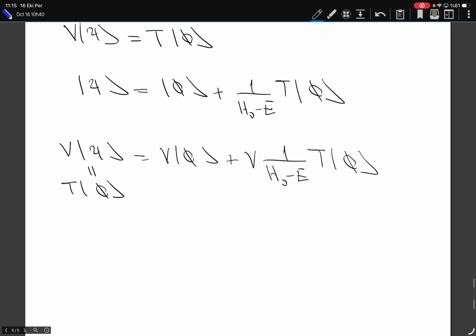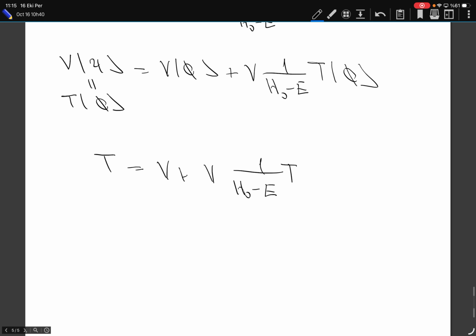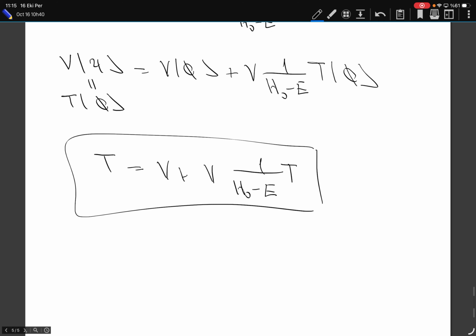So this equation has to be satisfied whatever phi is. I mean, you can choose different initial states. You can start with different eigenstates of the so-called unperturbed Hamiltonian. So for this equation to be satisfied for all phi, the operators multiplying phi should be equal on both sides. This is called the Lippmann-Schwinger equation.